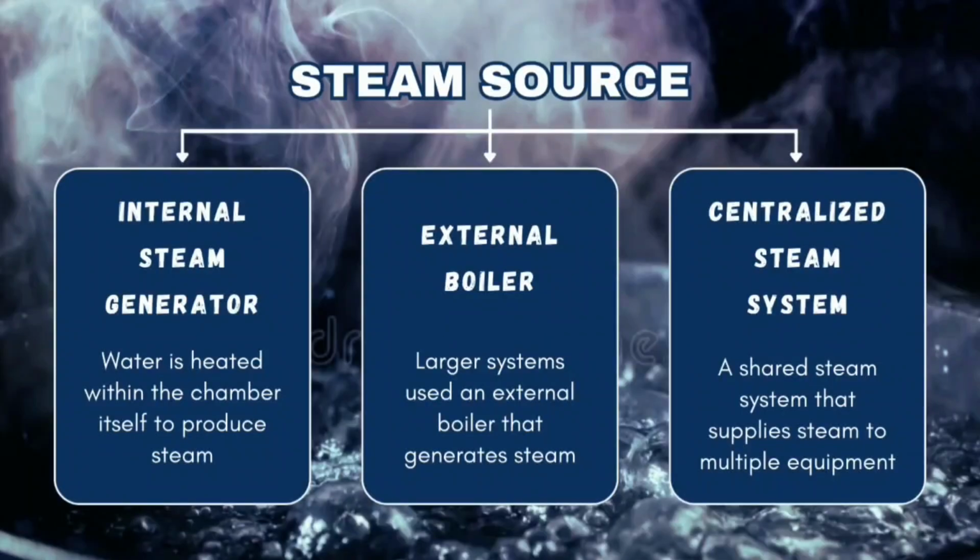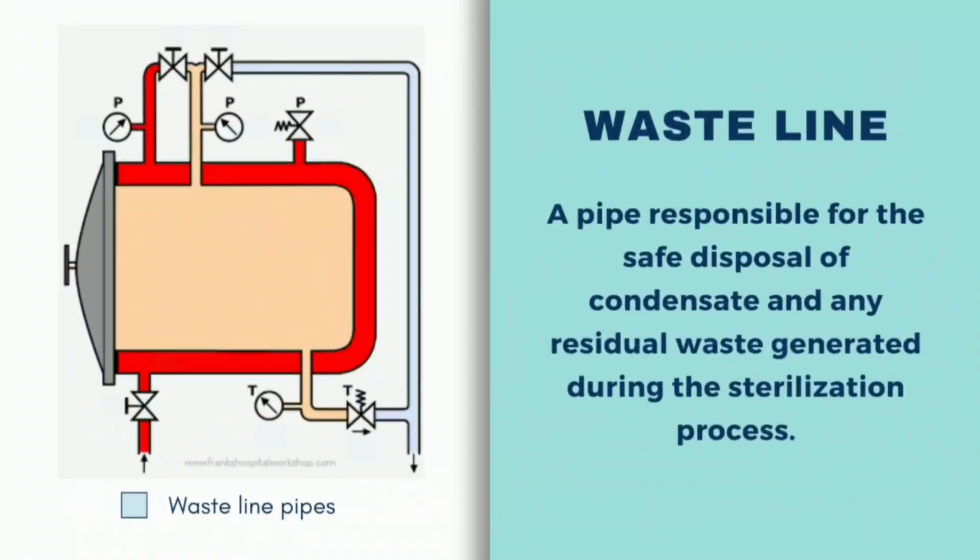There are three different steam sources. First is the internal steam generator. Water is heated within the chamber itself to produce steam. Second is the external steam system. The steam generator is located outside the autoclave. Third is the centralized steam system, where multiple autoclaves share a single steam source. And the last part is the waste line. It is responsible for the safe disposal of condensate and any residual waste generated during the sterilization process.